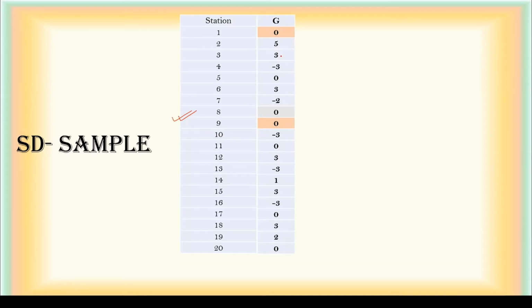These are the values 0, 5, 3, -3, 0, 3, -2. इस तरह के values आए. Now we can see what is the average value. Average is plus 0.5. This is our average defect, which was mu. Formula में mu was 0.45 हो गया.